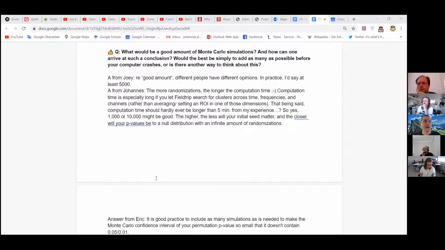And you can imagine, if you have a small number of random permutations, that p-value is inaccurate. Fortunately, we also know exactly how inaccurate it is. And the inaccuracy of a Monte Carlo p-value is quantified by the Monte Carlo standard error. And if you have the Monte Carlo standard error, you can also calculate the Monte Carlo confidence interval. And that confidence interval will shrink to 0 if you increase the number of random draws from the permutation distribution.